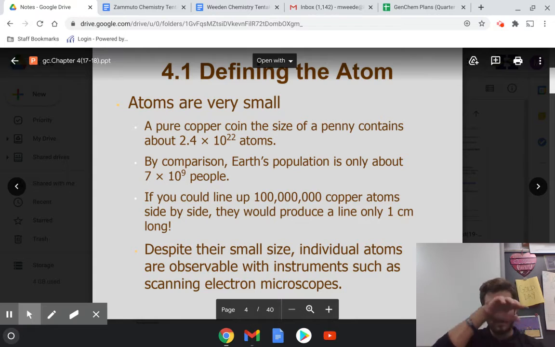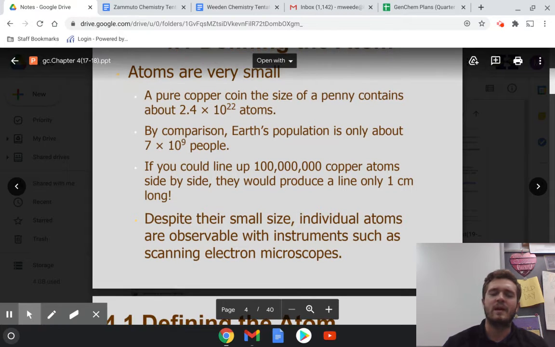So if we were to line up just 100 million copper atoms side by side, that would only produce 1 centimeter of distance. So again, when we talk about atoms, very, very small. To the naked eye, we can't see it. We can't observe it, but we have special instruments that allow us to see it. So again, we use electron microscopes to help us observe atoms of different kinds.